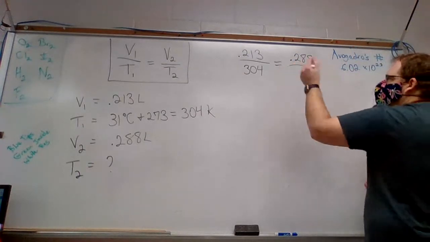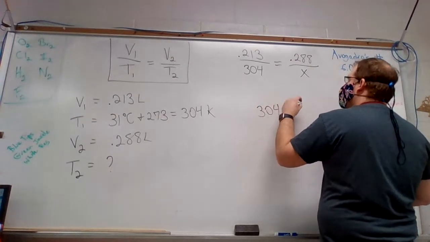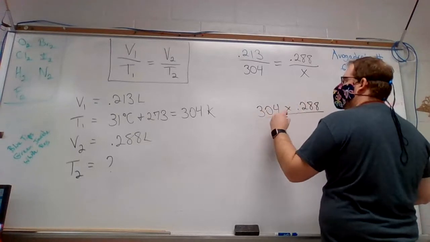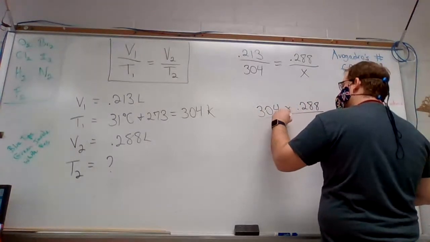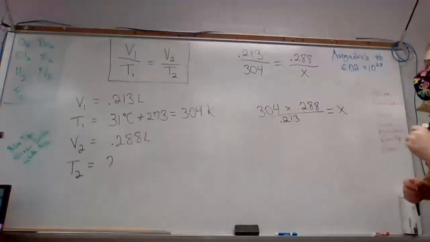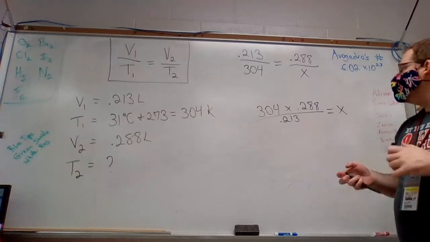So again, I cross multiply. I'm going to end up with 304 times 0.288 over 0.213 is equal to x. And so if I multiply the top two numbers and divide by the bottom number, I should see my temperature go up. Because my volume went up, my temperature should go up.